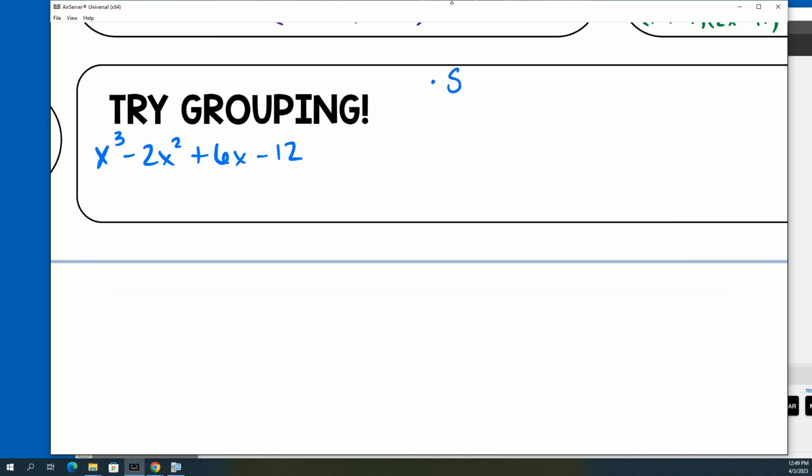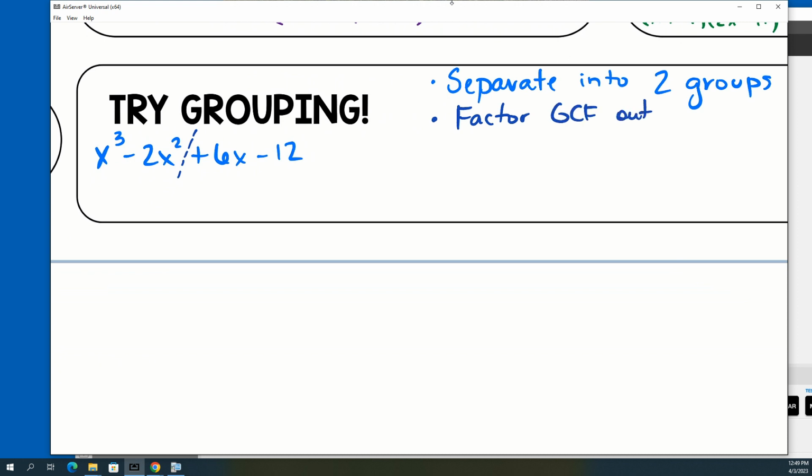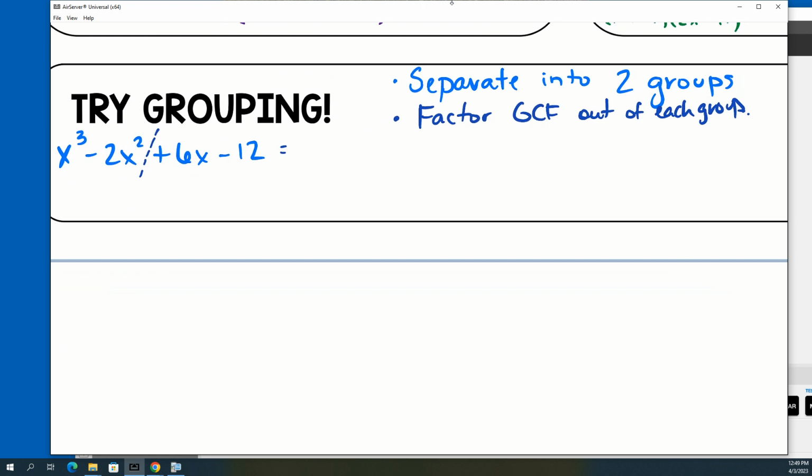So what we're going to do is separate it into two groups. I usually do that with a little dash line. And then factor the GCF, or the greatest common factor, out of each group. All right, so the first group is this right here, x cubed minus 2x squared.